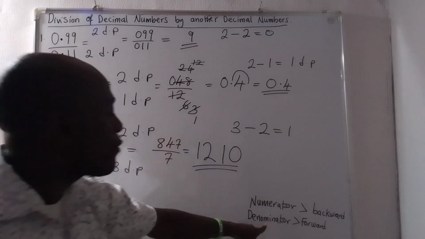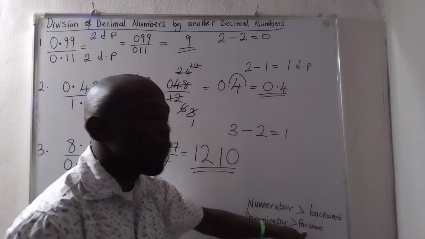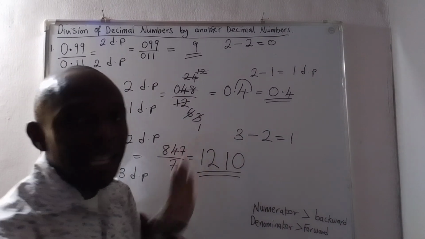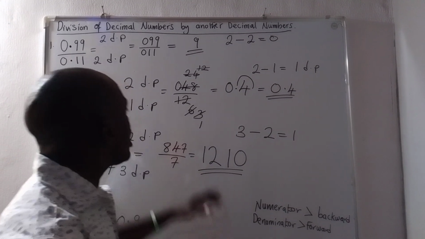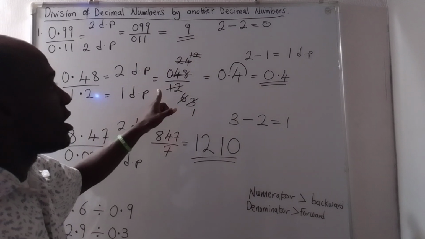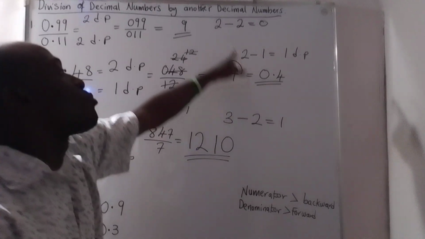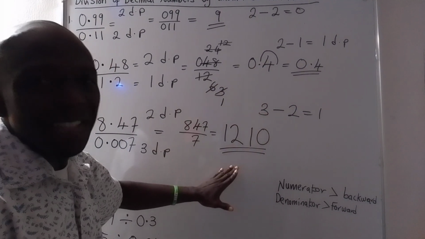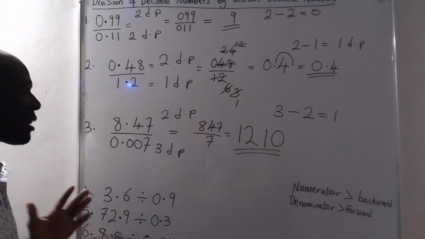Like I told you before, if the denominator is bigger, you move the decimal point forward, or add 0 if there's no decimal point. But if the numerator is bigger, you move backward. If there's no decimal point, you just create a decimal point by moving backward. This is the secret of dividing decimal numbers.